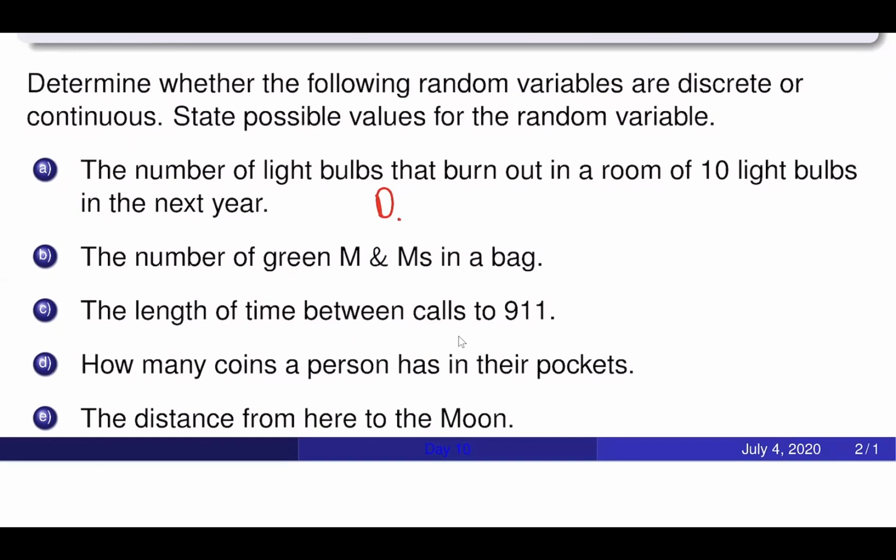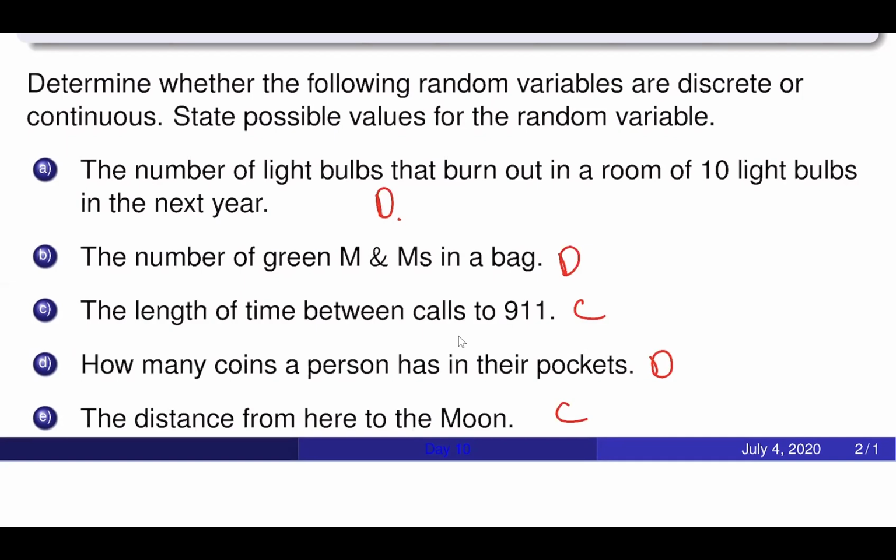What about the number of green M&Ms in a bag? Is that something that I could count, or is that something that's really not countable? It's discrete too. Yeah, perfect. What about the length of time between calls to 911? Continuous. Yeah, perfect. Continuous. How about D? How many coins a person has in their pocket? Discrete. Yeah. The distance from here to the moon. Continuous. Great. All right, good job.